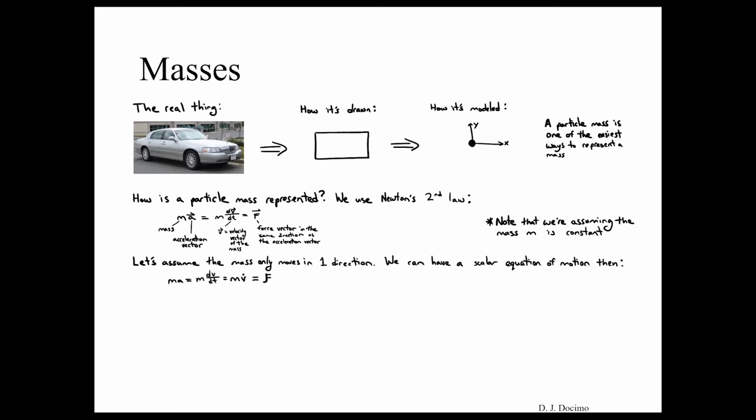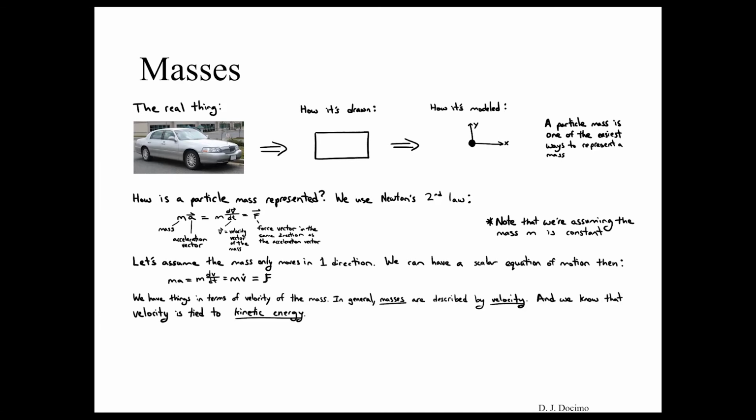So let's assume that our mass only moves in one direction. We can then have a scalar equation of motion: m times a, which is m times dv over dt, the derivative of velocity, which I'm going to represent in this class using v dot, is equal to some force F. We have things in terms of the velocity of this mass. In general, masses are described by velocity, and we know that velocity is tied to kinetic energy. So there's this connection between velocity, masses, and kinetic energy.